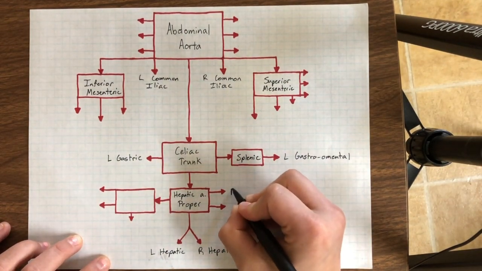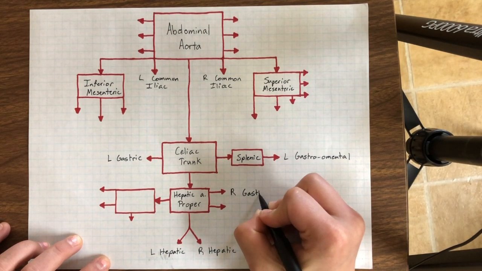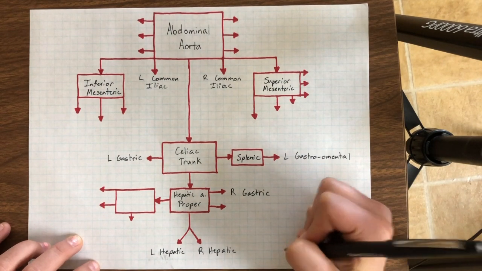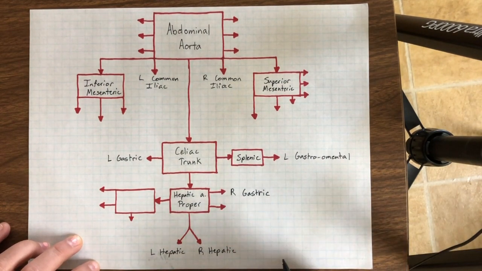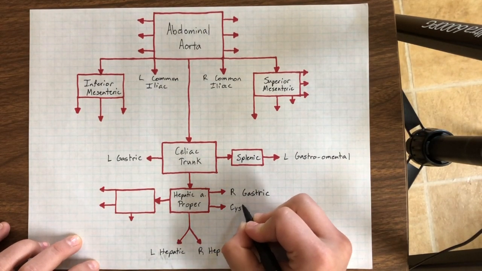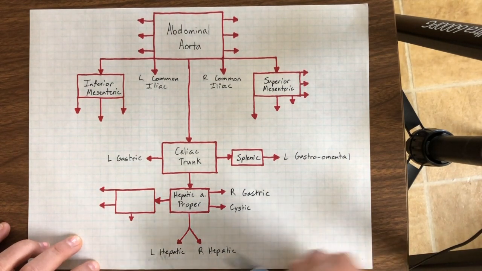We're going to have our right gastric. So we had our left gastric providing blood supply to the left aspect of the lesser curvature of the stomach, and so the right gastric is going to supply blood supply to the right aspect of the lesser curvature of the stomach. We're going to also have a cystic artery, and as the name suggests, it's going to supply the cystic duct as well as the gallbladder.